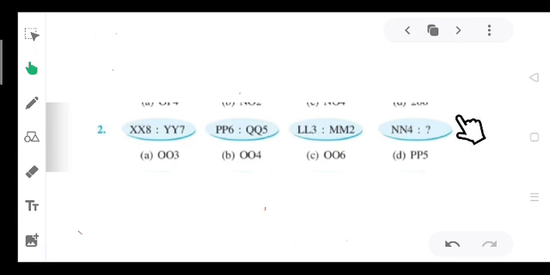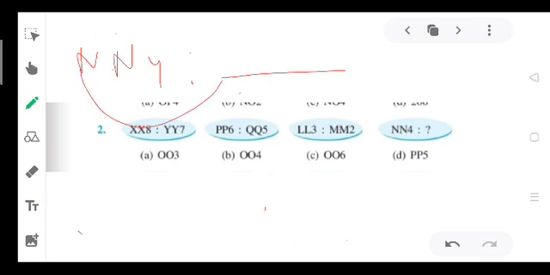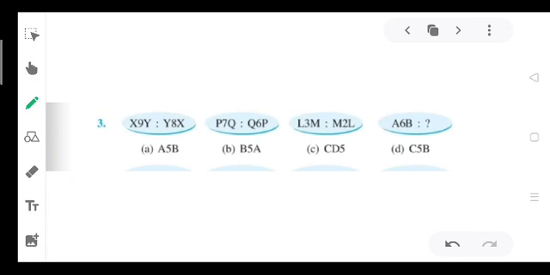So our answer will be NN4 is to dash: N, its next letter O; 4, its previous number, its predecessor 3. So our right option is A, OO3. Clear? Next is question 3.